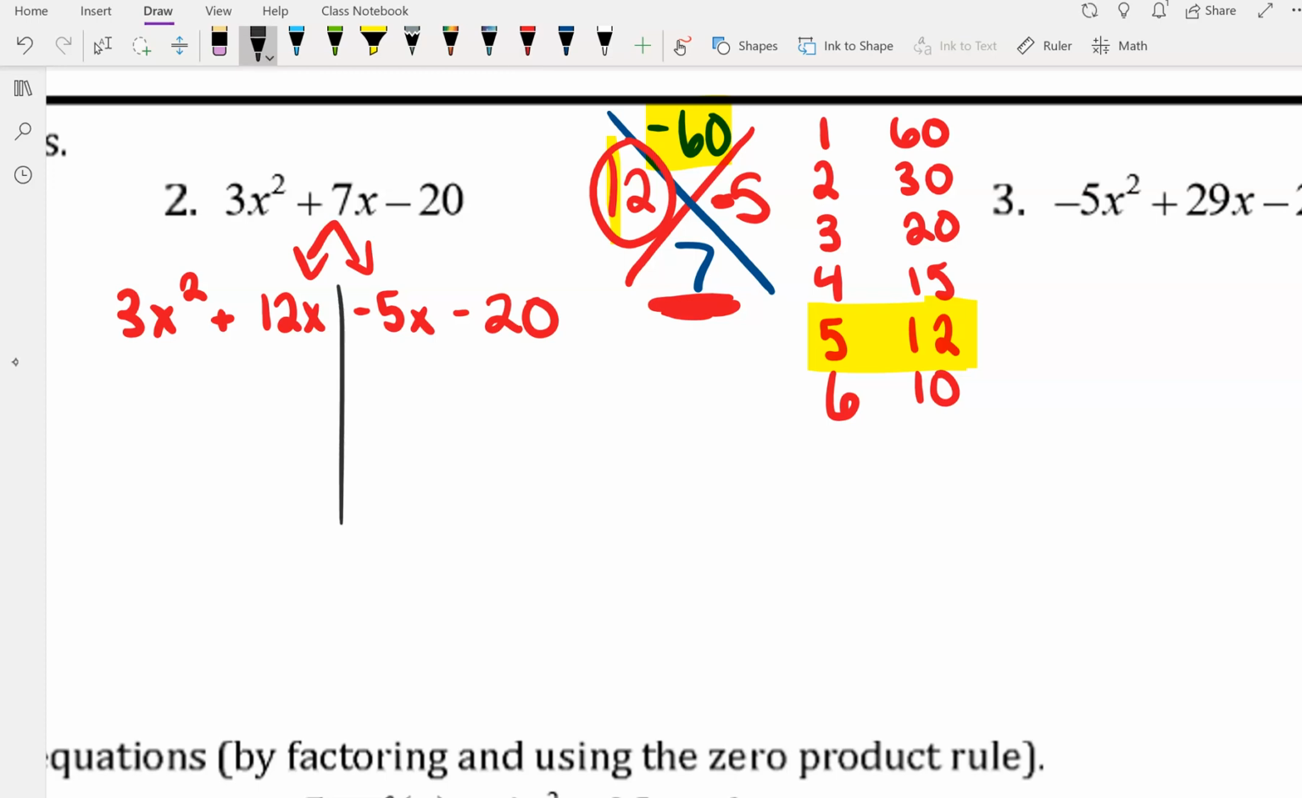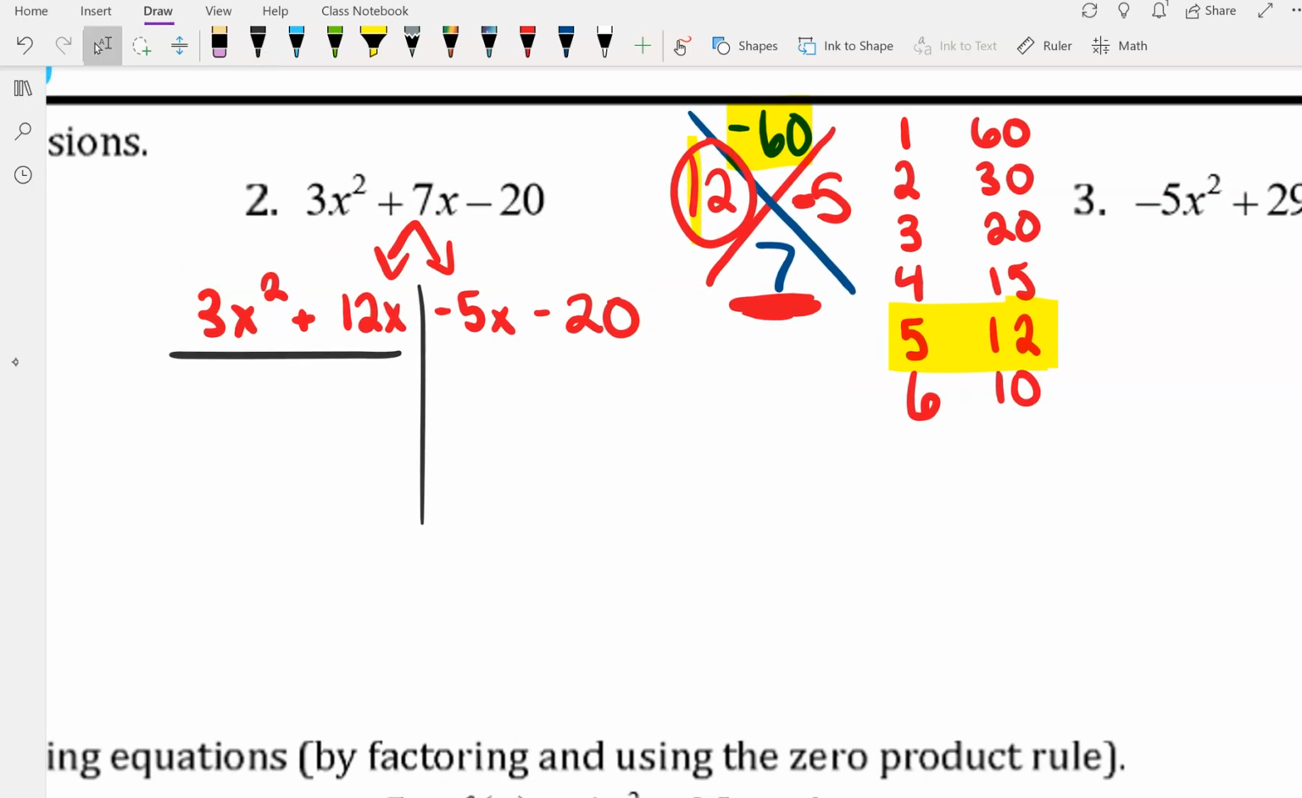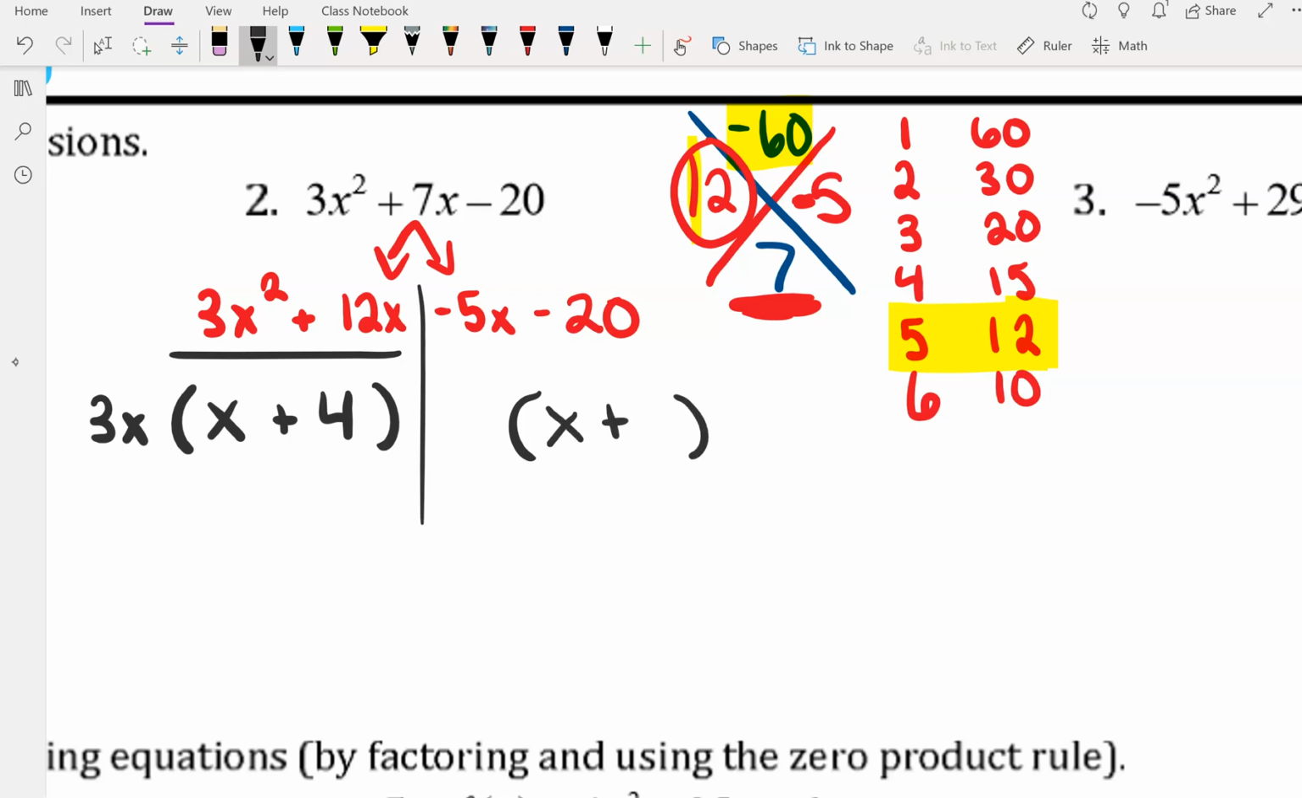I split this down the middle, and then I factor out these two terms. The GCF between 3x squared and 12x is 3x. 3x goes into both of those. Divide both terms by 3x. I'm left with x on the first one. Divide 12x by 3x, I'm left with 4. Then, because I know I want to end up with x plus 4 on the other side, I just copy it over.